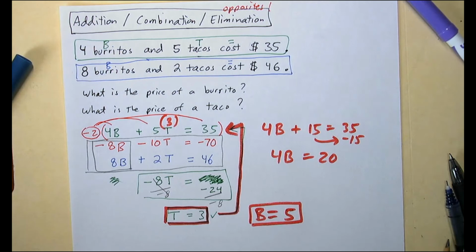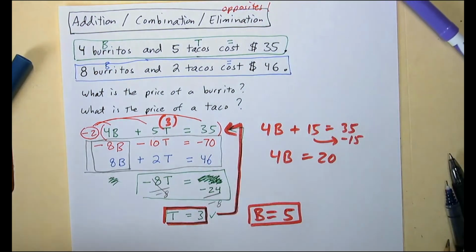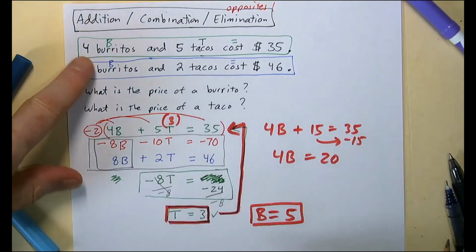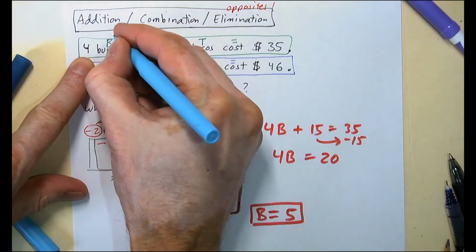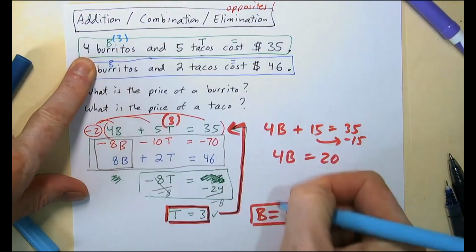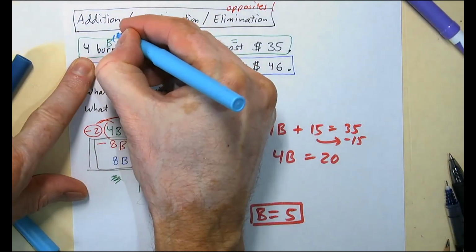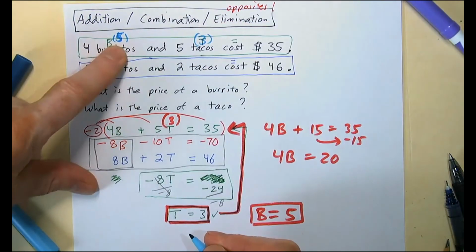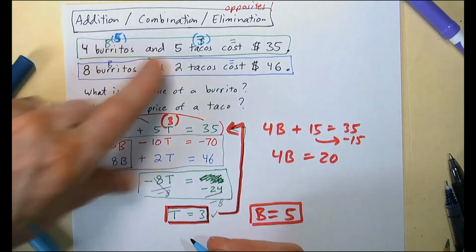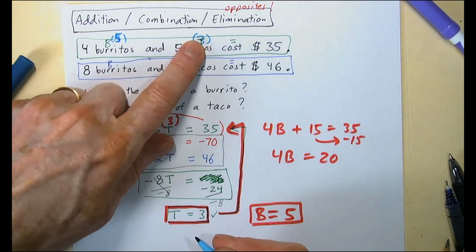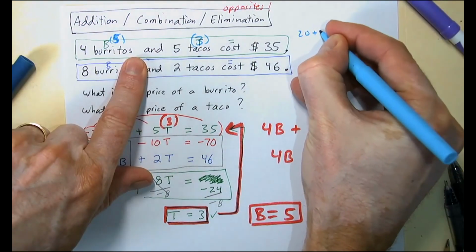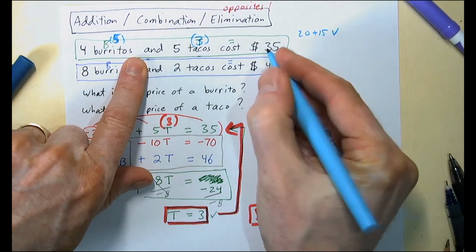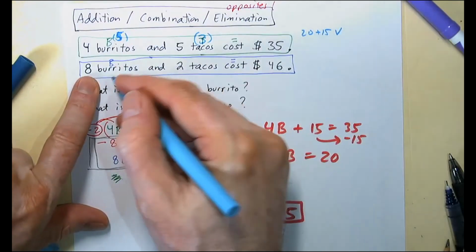How do you know you didn't mess up? Check your answer. Okay. After all that work, go ahead and plug it in one of these. If this is 3, no wait, whoop, burrito is 5. Okay, I'm just pretending like I'm a person messing up. 3, okay. 4 times 5, that's $20. 5 times 3 is $15. 20 plus 15 is 35. Does it work here? Make sure it works in the other one.